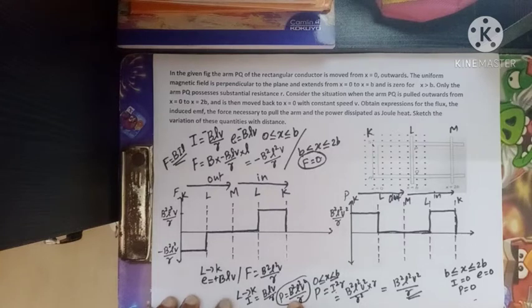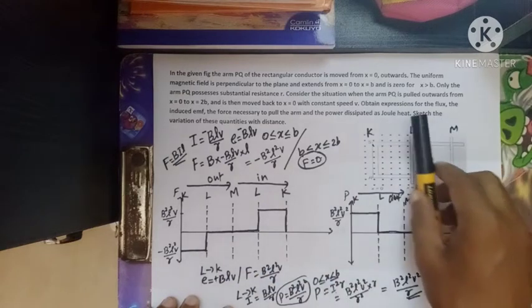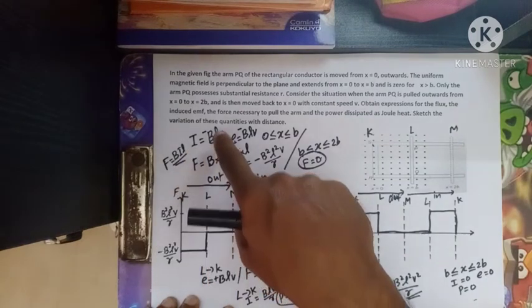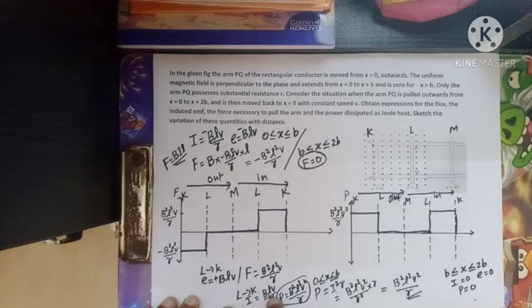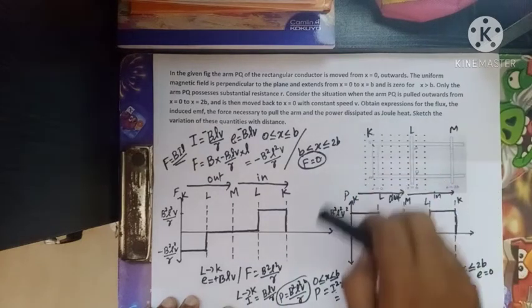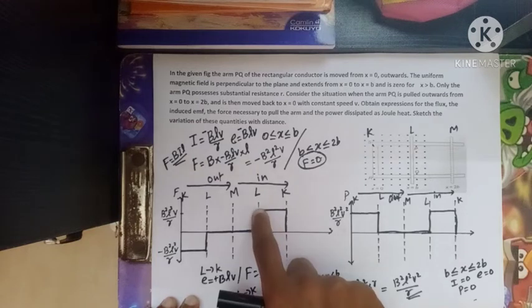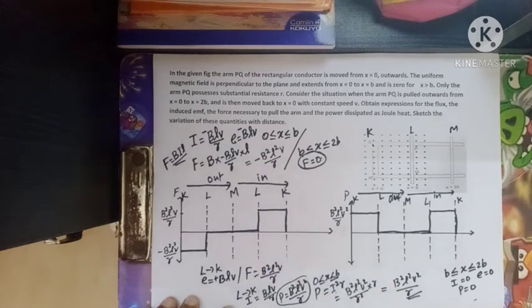Sorry, we have the force. Force is equal to B square L square V by R. We have the positive value of force. Here we had a negative value. From L to K we have positive value of force because force equals BIL, but I is a positive value from L to K. Means I is positive, F is positive. Same value will be there, but it is positive. We have a positive constant value.